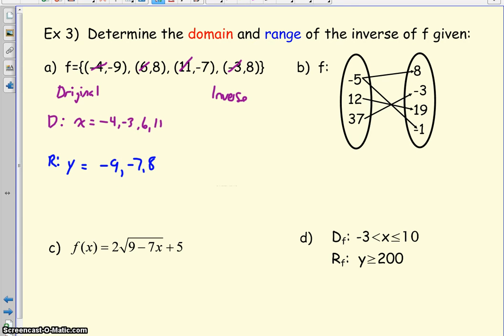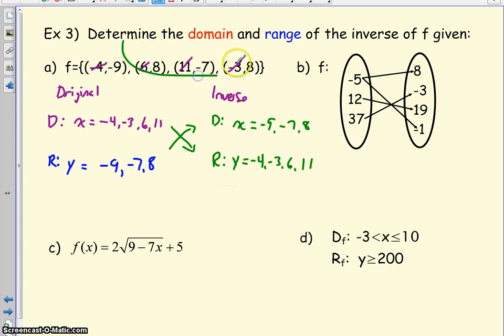Now, remember that the domain of my original will be the range of my inverse and vice versa. So if I want the range of my inverse, I can use the domain of my original. So the range of my inverse will be that y is equal to negative 4, negative 3, 6, 11. And the domain of my inverse will be that x is equal to negative 9, negative 7, and 8.